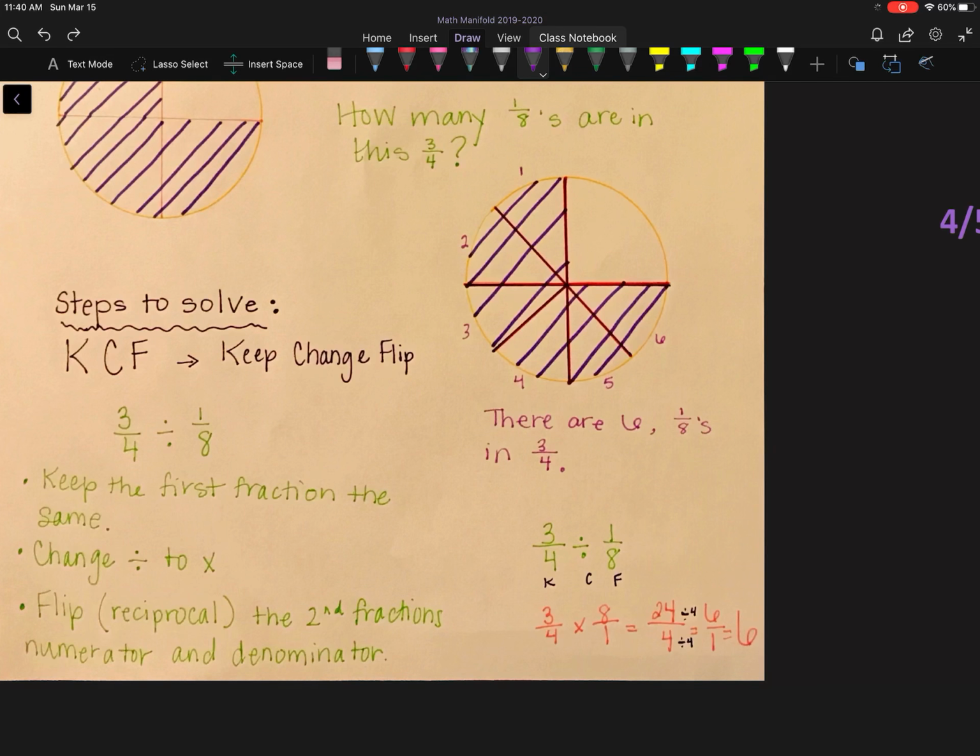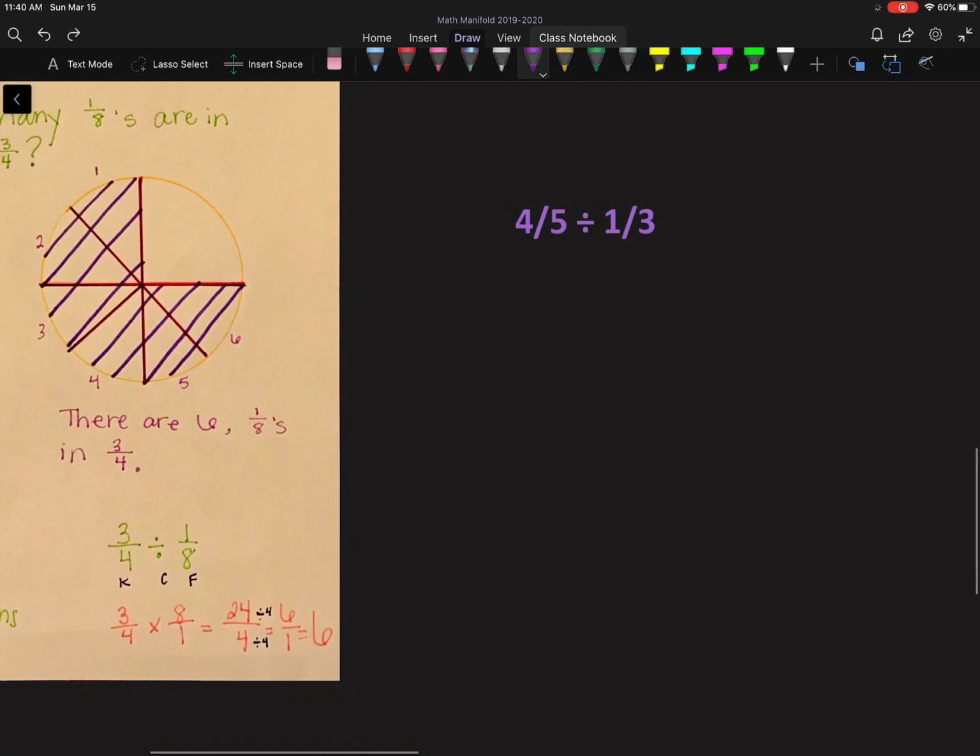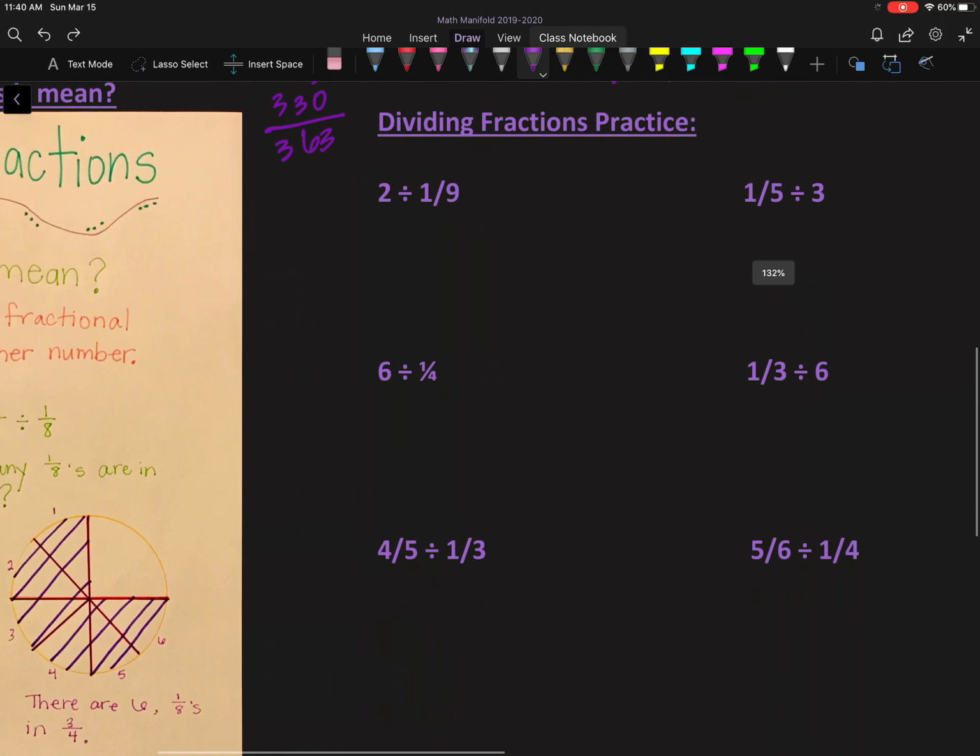So 3/4 divided by 1/8, we're going to keep 3/4, change division to multiplication, and flip 1/8 to get 8/1. Then I'm going to follow the same steps as multiplying. Multiply the numerators, so 3 times 8 is 24. Multiply the denominators, 4 times 1 is 4. Then I am going to divide by a common factor. They both are divisible by 4. So 24 divided by 4 is 6. 4 divided by 4 is 1. And then I am left with 6/1 or 6 whole because there are 6 1/8 pieces.